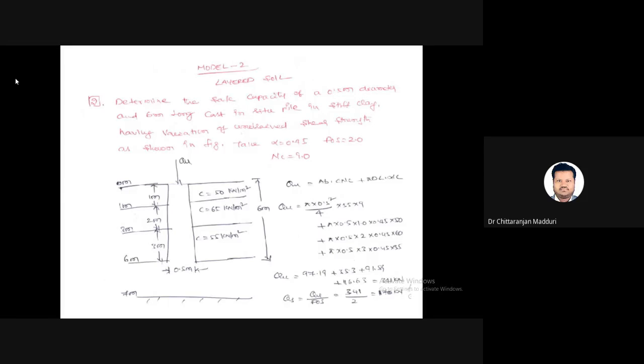So the second model is layered soils. The first model is a uniform clay deposit, that means a pile extending in a uniform clay deposit. Model 2 is a pile extending in layered soils. The soil properties are not uniform; the properties change with respect to depth. So when the properties change with respect to depth, for each depth of the soil, we need to take the friction component separately.